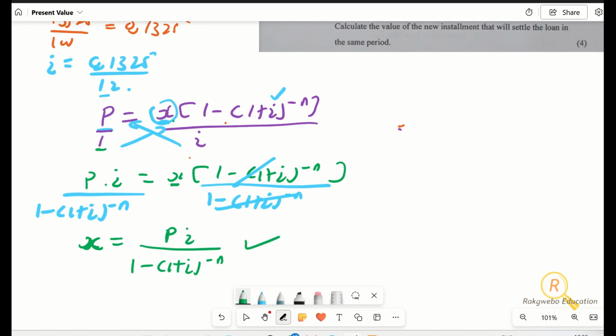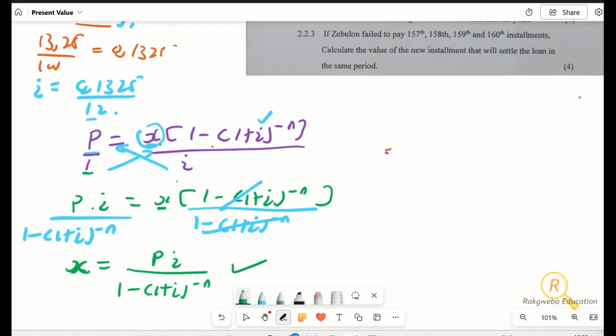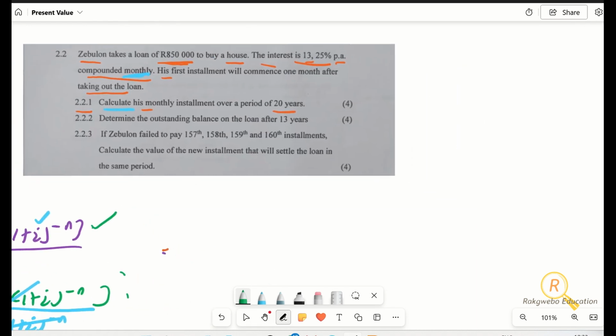So in an exam, if they ask you to find the regular installment, you just first of all write the present value formula, and then after just skip to this. You don't have to show this preliminary step to show how you got to that point. So do this, and then after that just substitute. So I'm going to write it there at the top next to the question.